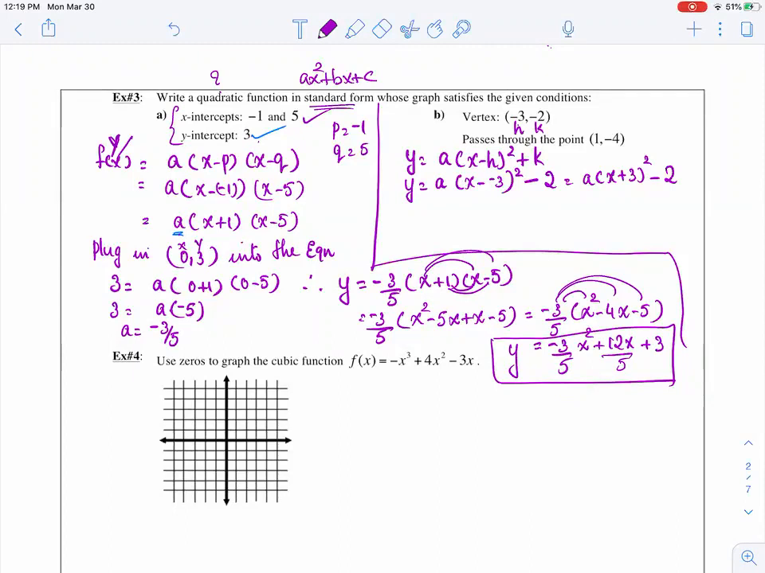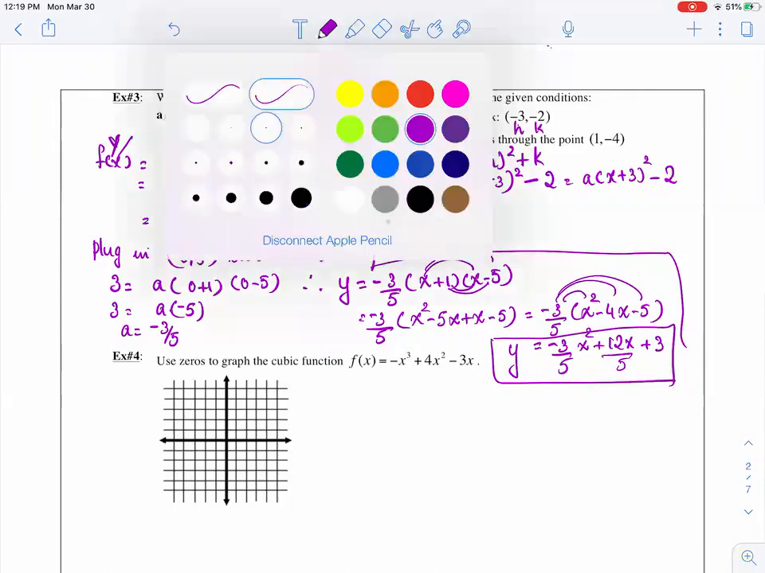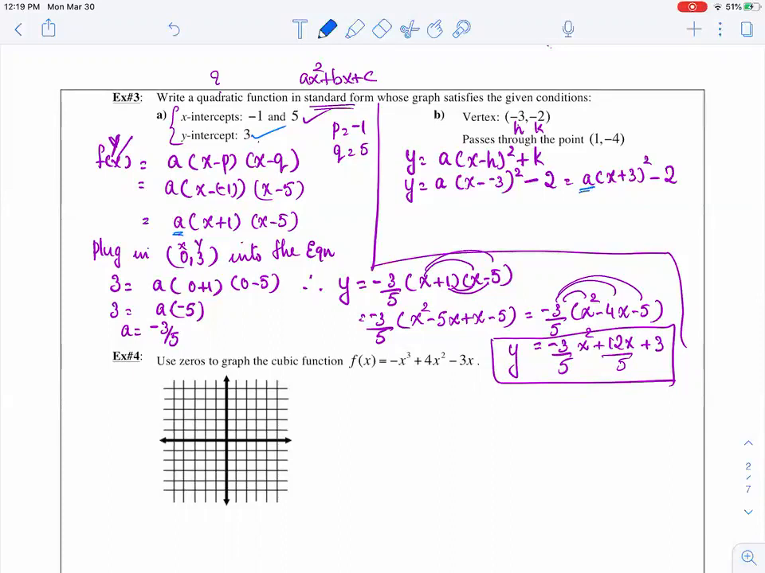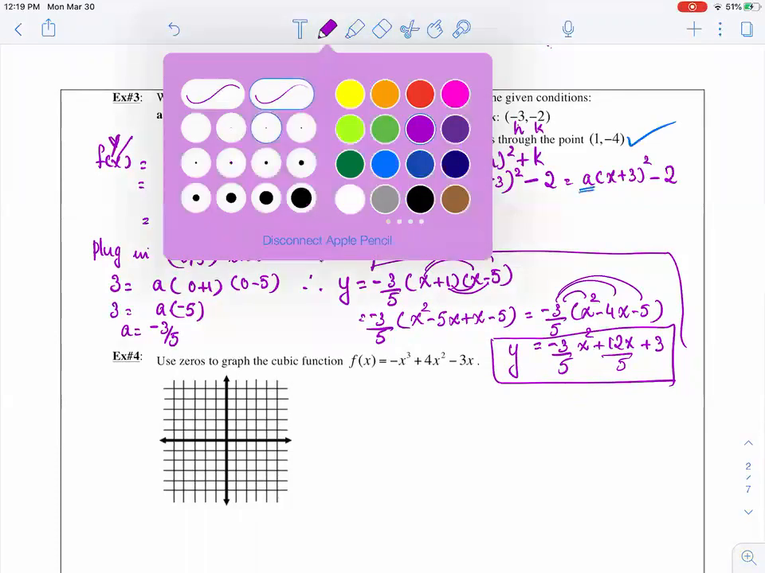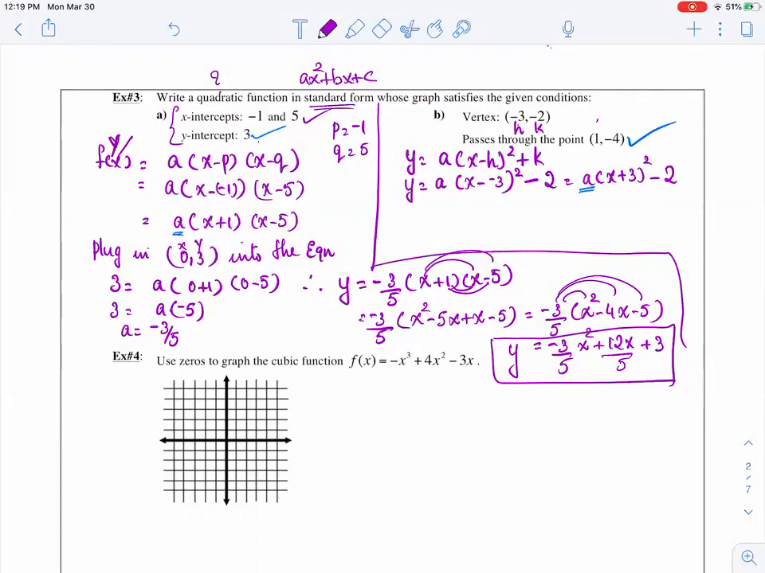Are we done? No. Like the previous problem, our a is still sitting there creating a problem. And that is why this extra point is given to you. So we are going to plug that point in. So this is your x, this is your y. I'm going to substitute the y by -4, and we are trying to find a, and x by 1. So it's 1 plus 3 quantity square.